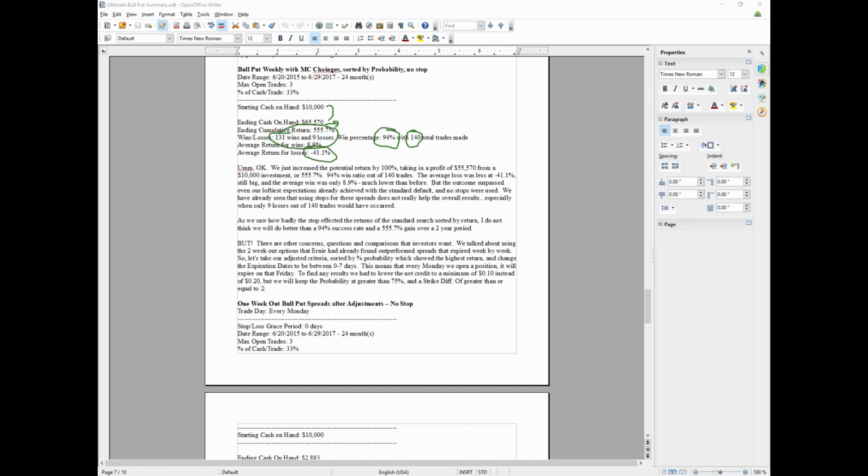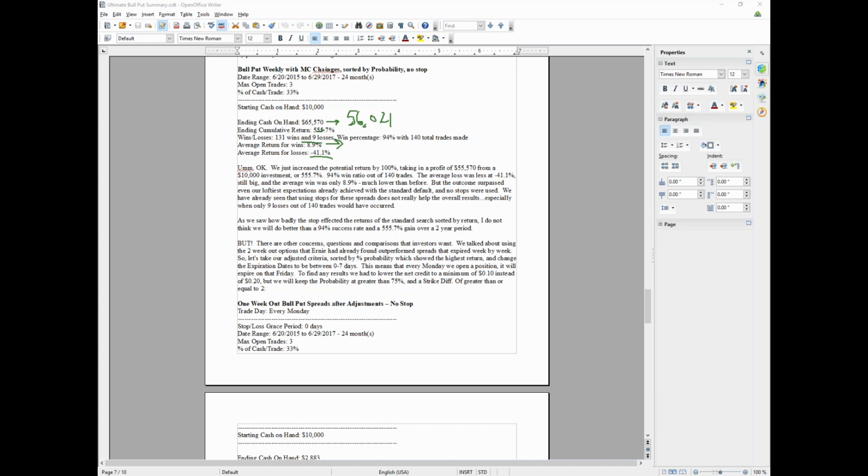But the average win was only 8.9%. What changed? Well, I know it's hard to see, but I'm going to try to write this out. Ending amount of 65,570, so on a $100,000 account, 165,570 instead of 156,021, which was what I showed you originally. Lower this by a factor of 10, so it'd be a 55.7% gain. 9 losses instead of 22, and an average loss of only 41% on the losers, but an average win of only 8.9% instead of 20% average winners.